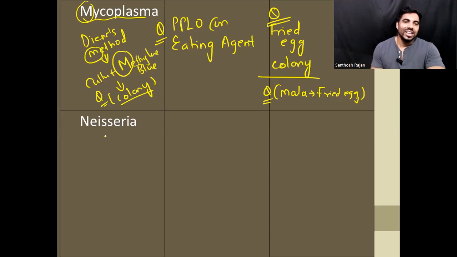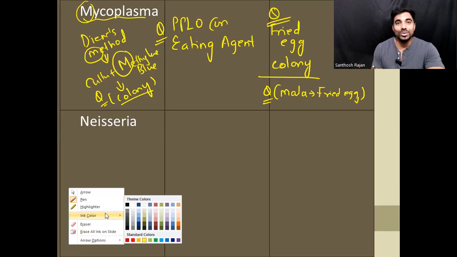Okay, got it. Now, Neisseria. Neisseria is also my favorite topic. Sir, everything is favorite for you. What is not favorite? Because micro itself is delicious and it's a favorite for all. You should only know the tricks of how to learn.